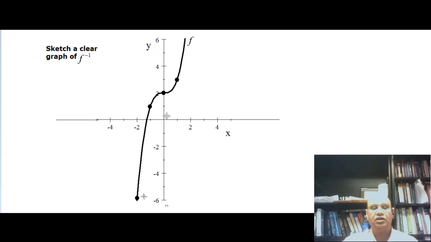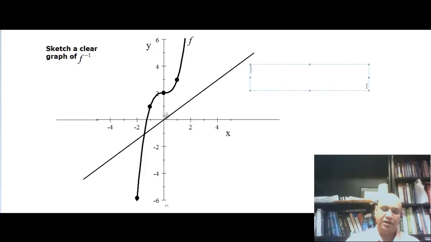So we have to sketch a clear graph of f inverse by hand, right? Makes sense? Okay. And you know this, that graph will simply be a reflection of this graph by the graph of line y equals x. Is that coming back or no? I don't understand how to graph functions.